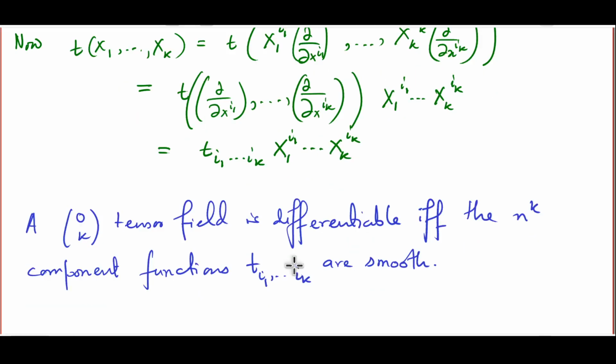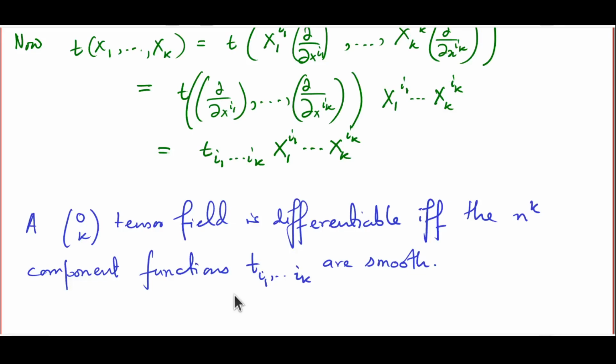Now, it's obvious from this result that a (0,k) tensor field is differentiable, that is, T acting on every smooth bunch of vector fields will give you a smooth function, if and only if these components, which are n to the power k in number, each of the k indices can take n distinct values, each of these components must be smooth functions. If they are all smooth functions, then the (0,k) tensor field is a differentiable tensor field.